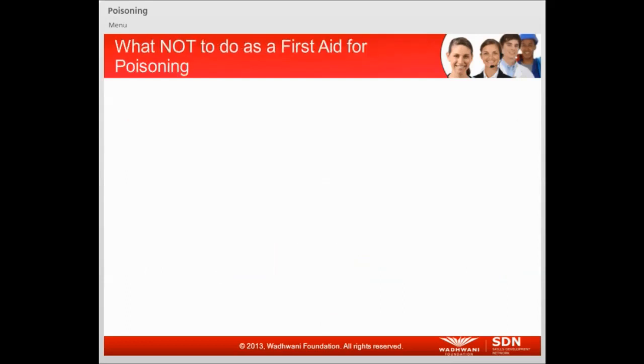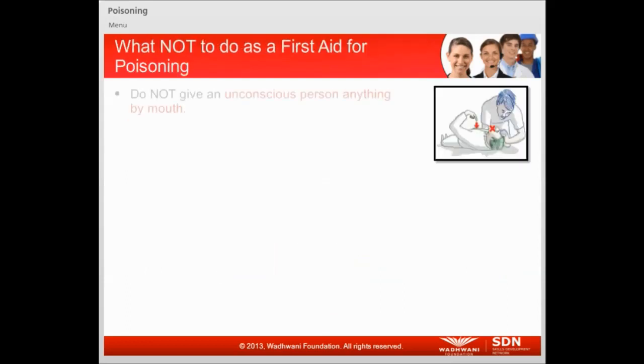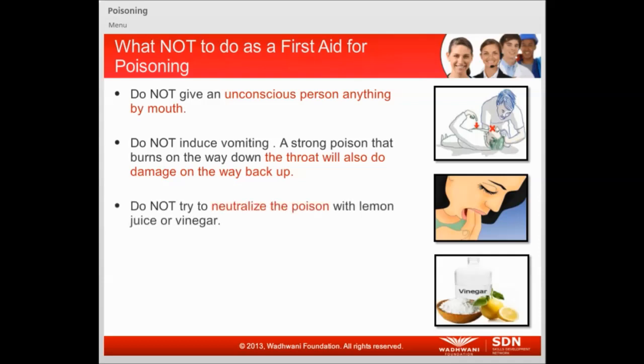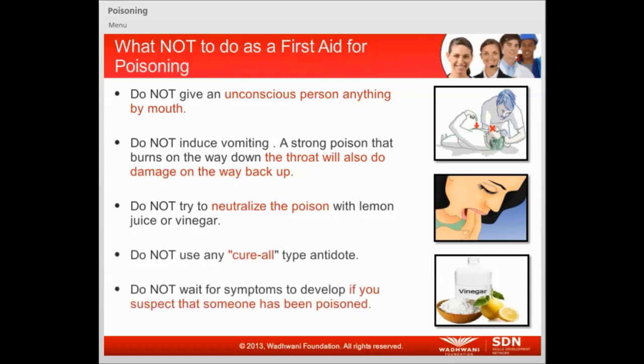Certain things we should not do for poisoning. Do not give an unconscious person anything by mouth. Do not induce vomiting. A strange poison that burns on the way down the throat will also do damage on the way back up. Do not try to neutralize the poison with lemon juice or vinegar. Do not use any cure-all type antidote. Do not wait for symptoms to develop if you suspect that someone has been poisoned.